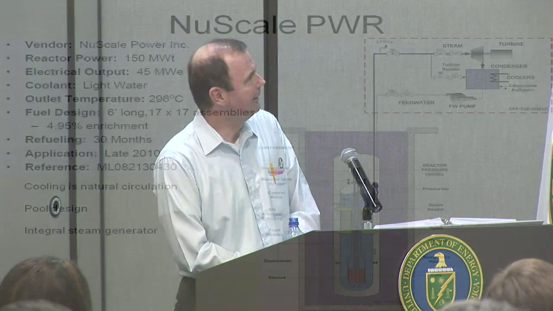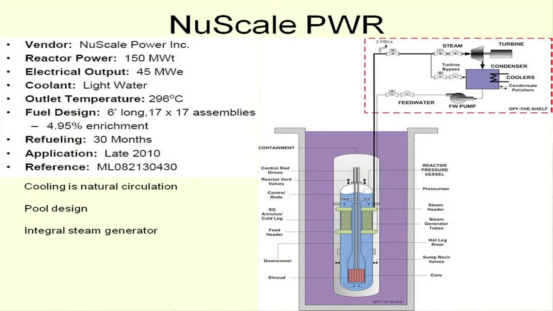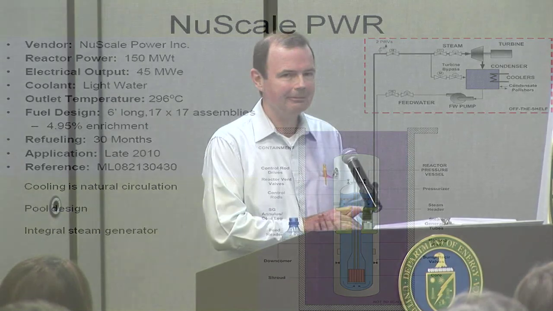This is one design, NuScale. It's basically just a shrunken PWR is what it is. About the same kind of fuel design, refueling. They say they can keep it running for 30 months, which is a bit long, but this seems to have some effort behind it.